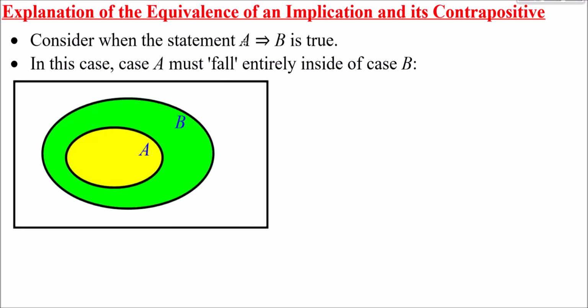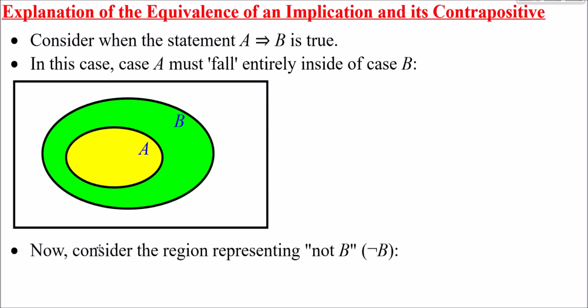So if an event A implies B, that can only be always true if all of A is included inside B. So for example, A could be England and B could be the United Kingdom. If I live in England, then I live in the UK, because England, A, is contained entirely within B, which is representing the UK. So let's just consider this now.